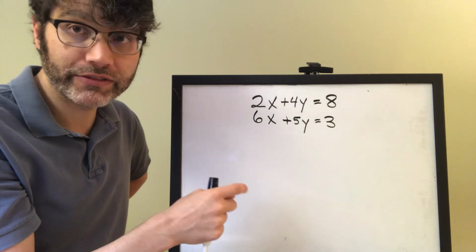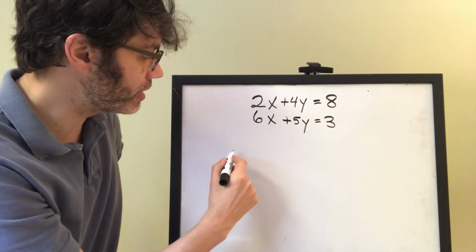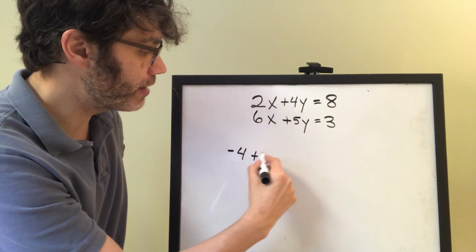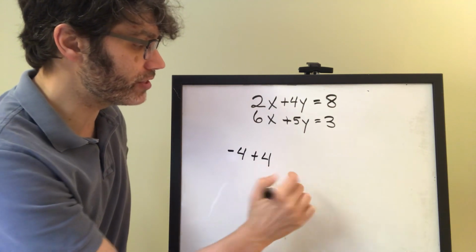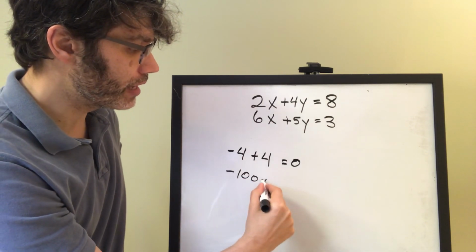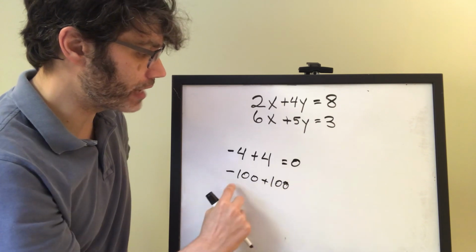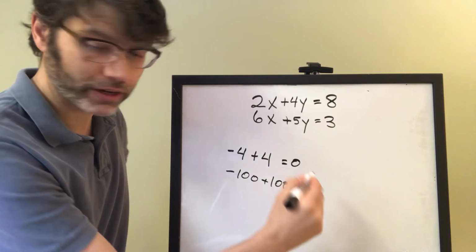Okay? Additive inverses are numbers that when you add them together become 0. So for instance, negative 4 and positive 4, these are additive inverses. They create 0. Negative 100 plus 100, these are additive inverses, because negative 100 and 100 is 0.